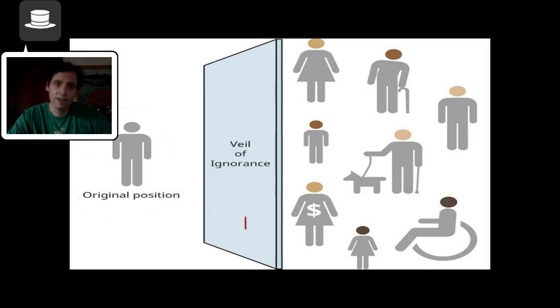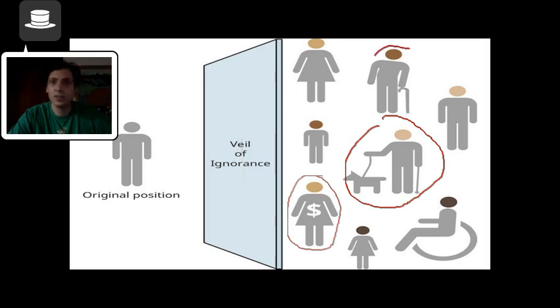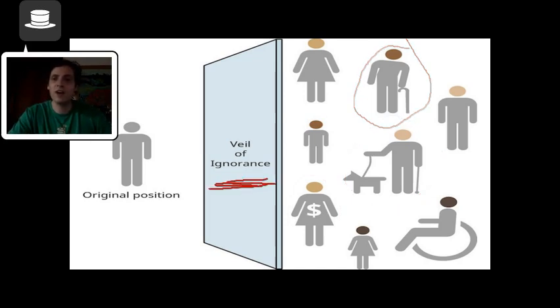And when the veil gets lifted, bam, there you are with all of your specific characteristics. Maybe you are a wealthy Latina woman. Maybe you are a blind white man. Maybe you are an old Indian man. We have a lot of race there, but think about class, think about skill. Maybe you're really smart. Maybe you're a super genius. Maybe you have an intellectual disability. You don't know. And when you lift this veil up, you get to find out how your life is going to go under the principles that you chose.